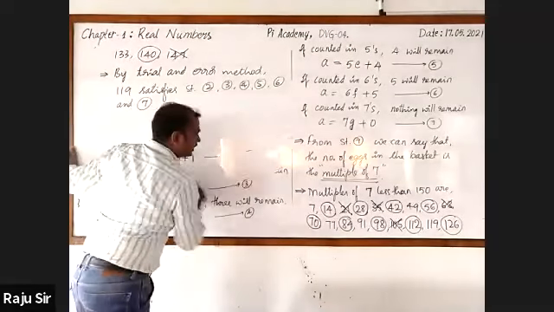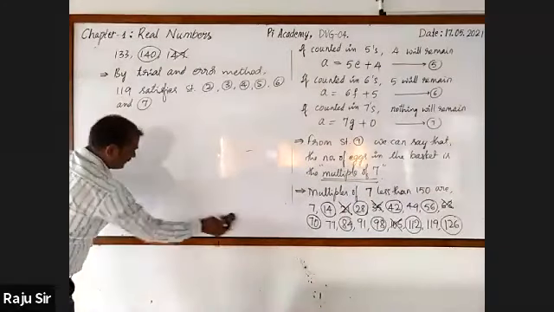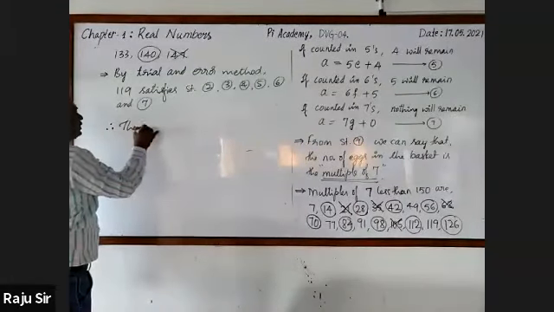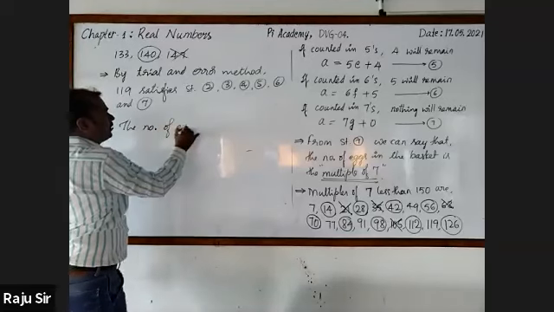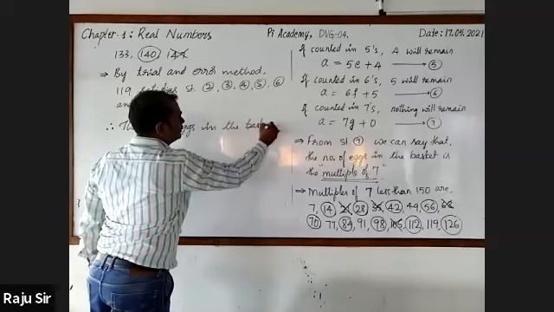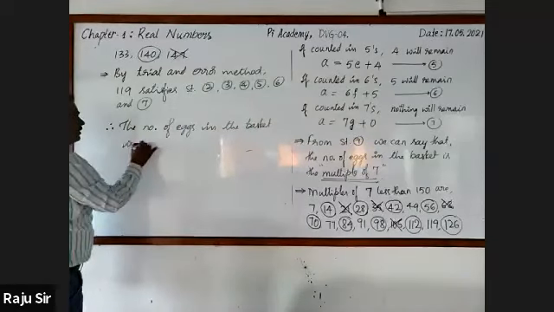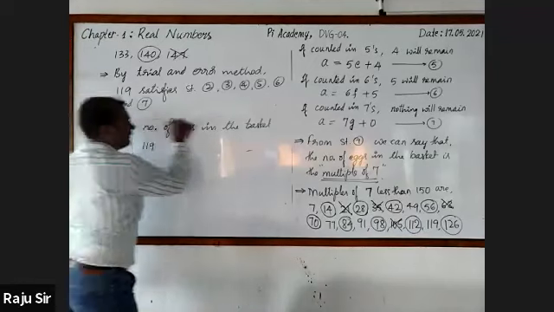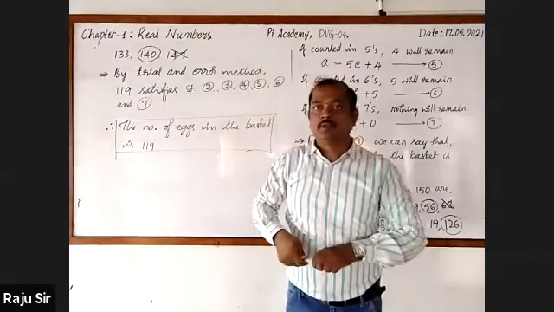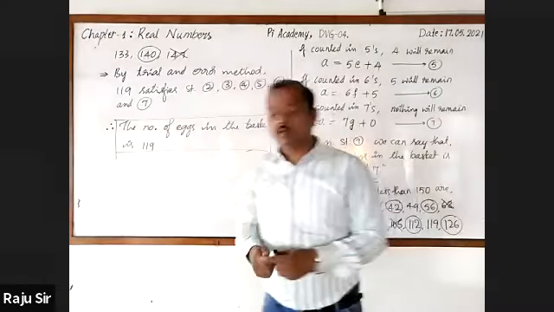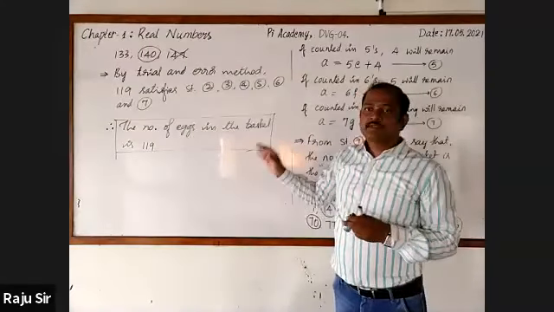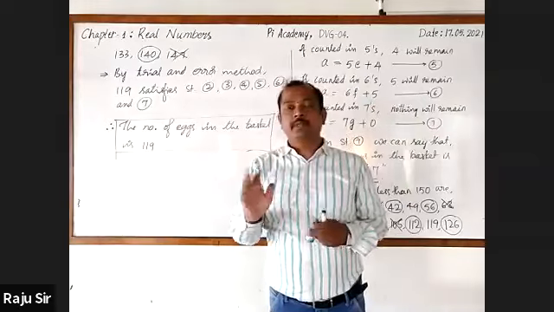Therefore, the number of eggs in the basket is 119. Hope that you have understood this. Now, the exercise number 1.1 has been completed.